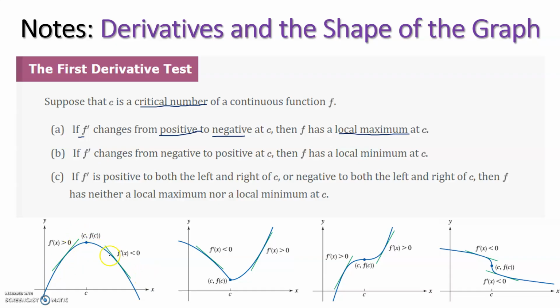If f prime changes from negative to positive, then we have the location of a local minimum, right? So it goes down and then up, we have a local minimum. If f prime is positive both to the left and right, or negative both to the left and the right, we get situations like these, and we have neither a local minimum nor maximum.